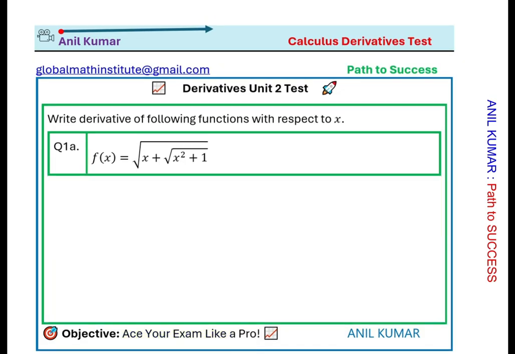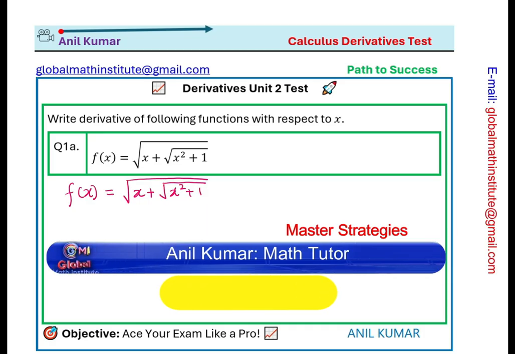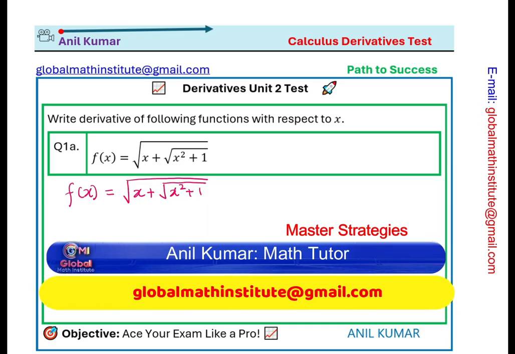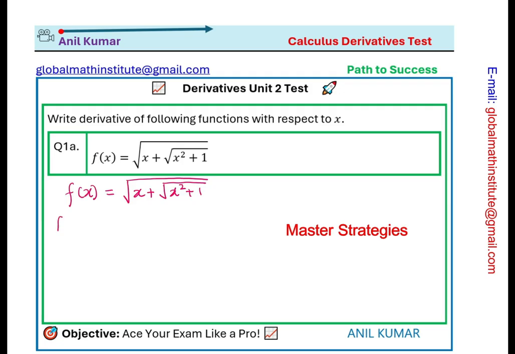We are given f of x equals square root of x plus square root of x square plus 1. Couple of ways to do it. You could say inside function is u and then apply the chain rule. However, I hope at this stage you know all those things, so we'll go kind of straight. So we are saying the derivative of this particular function, which we need to find with respect to x, is derivative of all this.